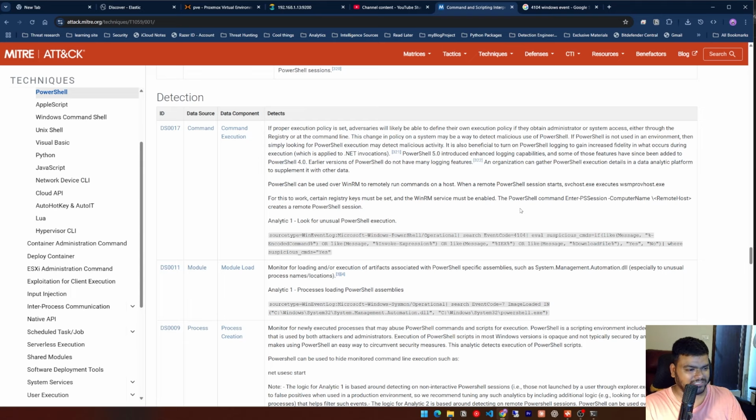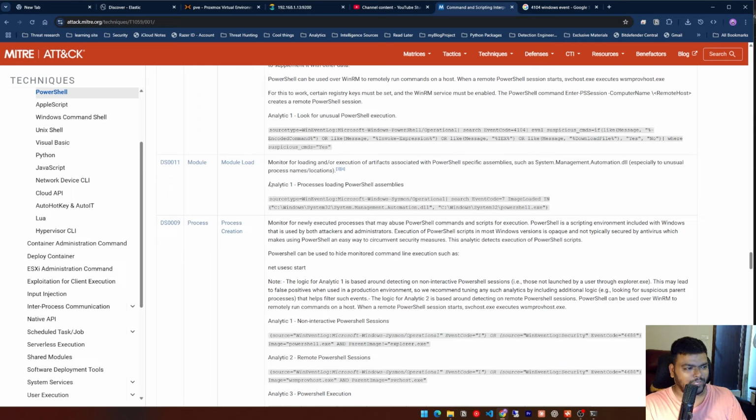Now we'll move on to understand another query. Analytic 1, processes loading PowerShell assemblies. Now this is a proper structured hunting. You know what you're looking for. We are looking for a technique where processes are loading PowerShell assemblies. Monitor for loading and/or execution of artifacts associated with PowerShell-specific assemblies. And there's an exact file name that is mentioned, right? Now, any unusual process loading this DLL is suspicious and should be investigated. And we have a clear-cut hypothesis. We have a clear-cut analytic in place.